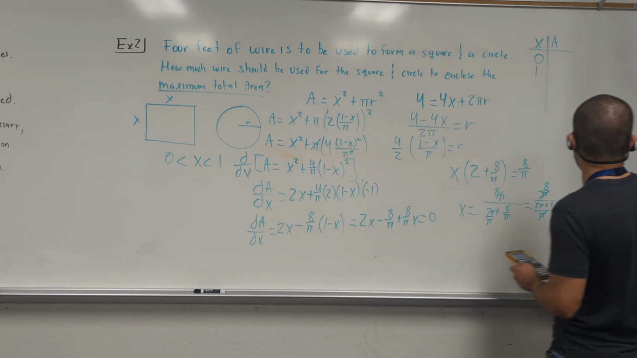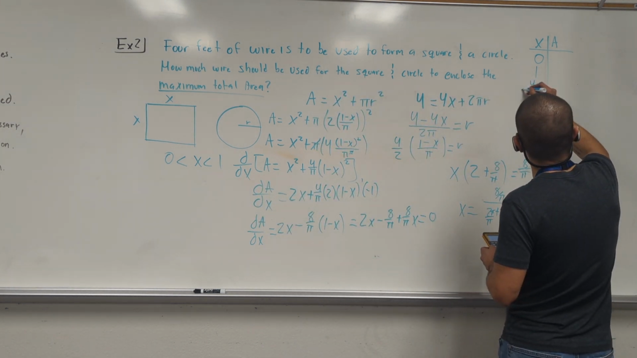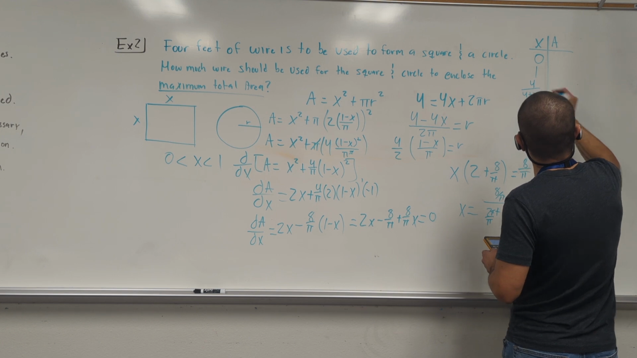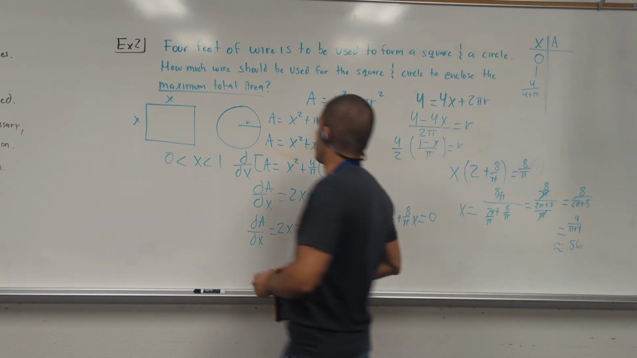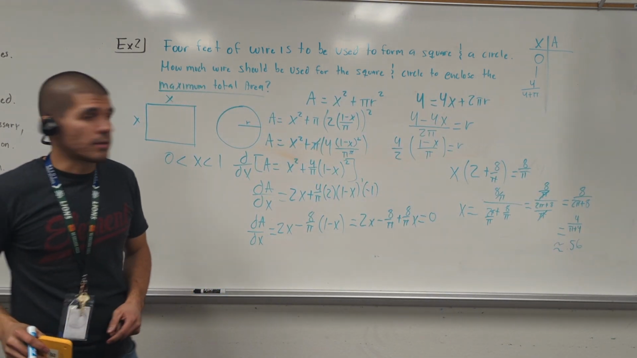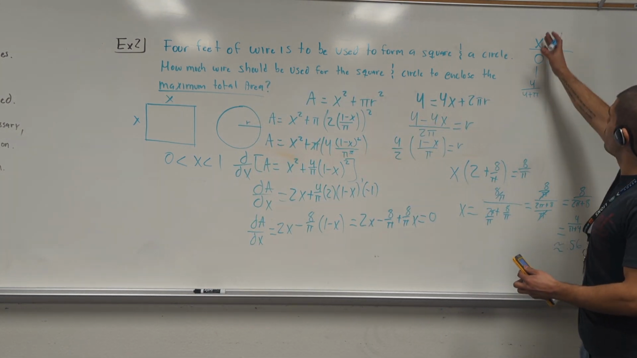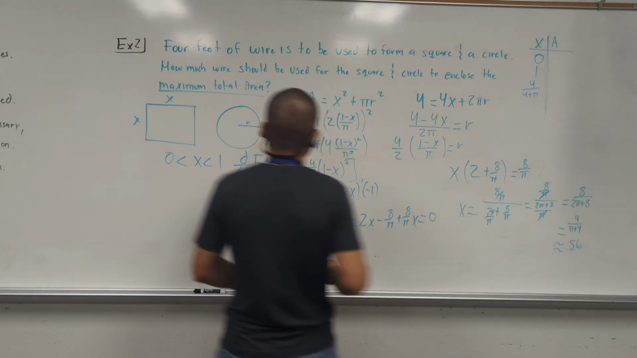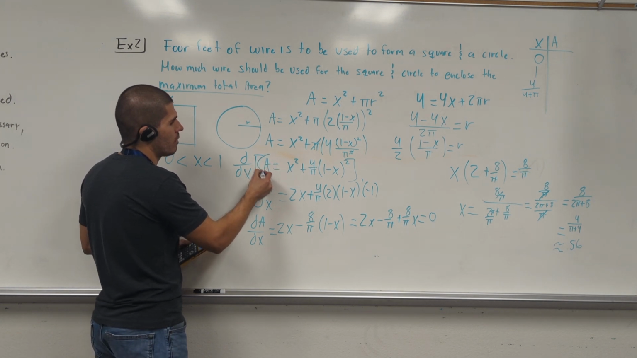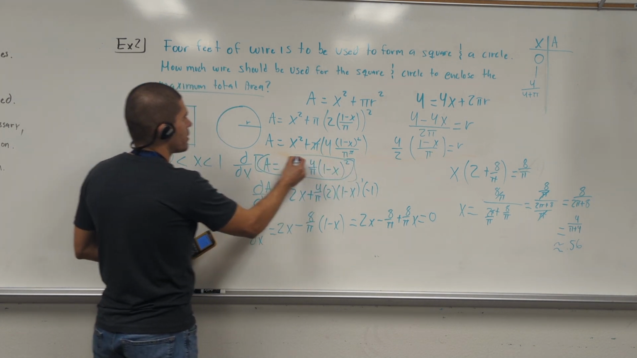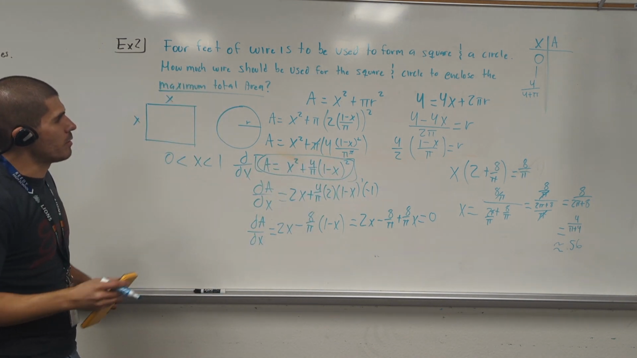So what I'm going to do is use the exact value here and put it 4 over 4 plus pi. Okay. Remember, now that you have all your candidates, because that is the only location where the derivative is equal to 0, I need to put my candidates into my area statement. My area statement is right there. I just have to plug in those x values.